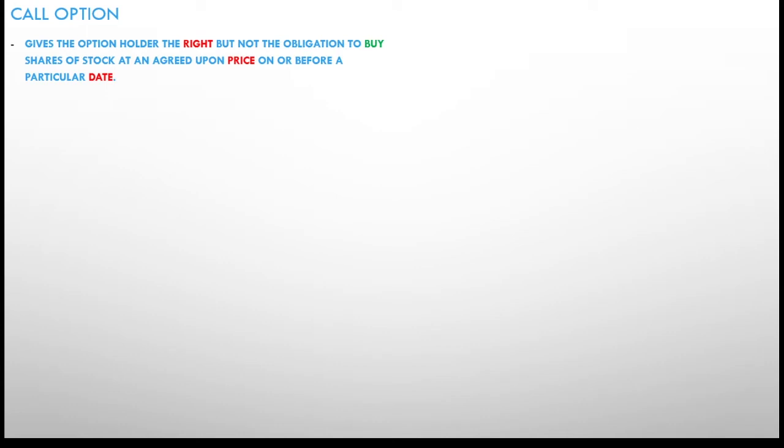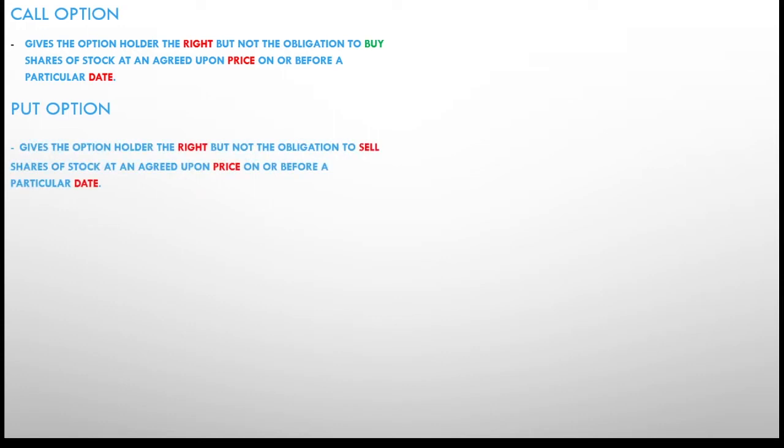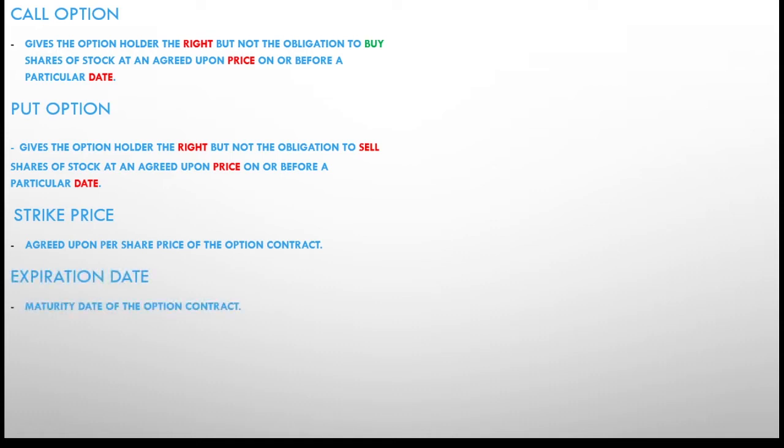A call option gives the holder the right, but not the obligation, to buy shares of stock at an agreed upon price on or before a particular date. A put option is the same thing, except it gives the option holder the right to sell shares of stock at an agreed upon price on or before a particular date. The agreed upon price is what we refer to as the strike price. The specific date is what we refer to as the expiration date. And the premium price is the price of the option contract.